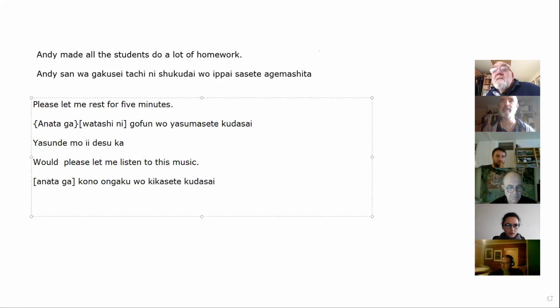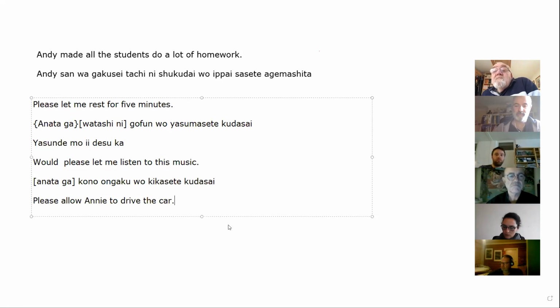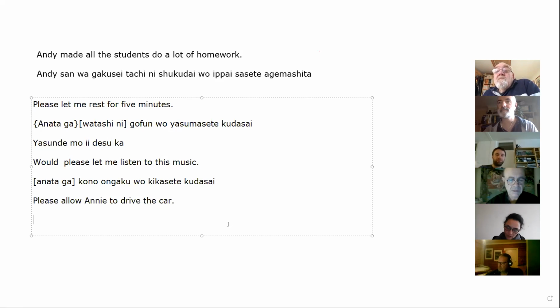Konstantina, rather than keep swapping between screens, I'll just find the next one and put it up here. How about this one? Please allow Annie to drive the car. Anata ga Ani ni. Okay, I'll put anata ga in parentheses. In brackets, yeah. Okay. Ani ni. Good.